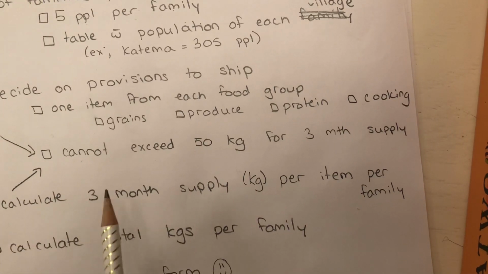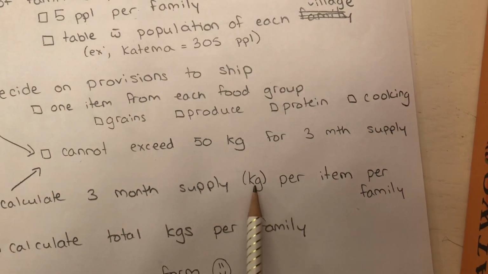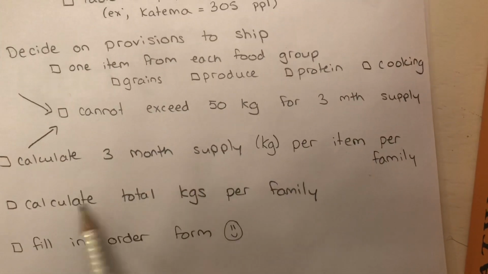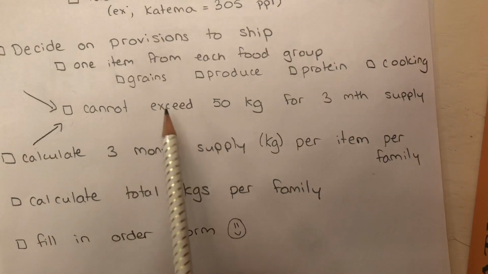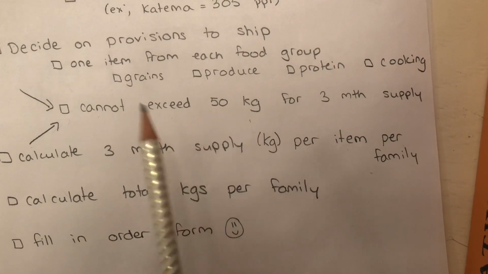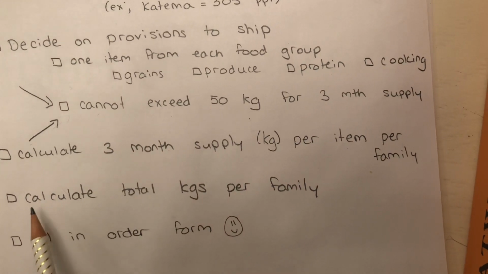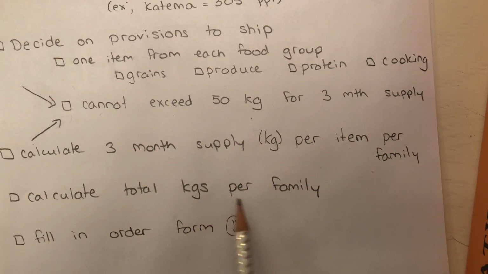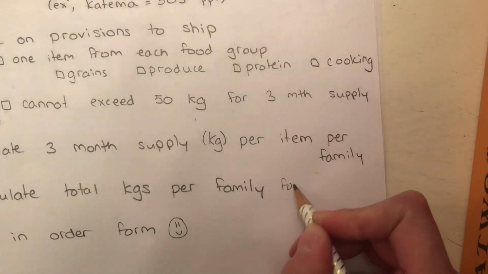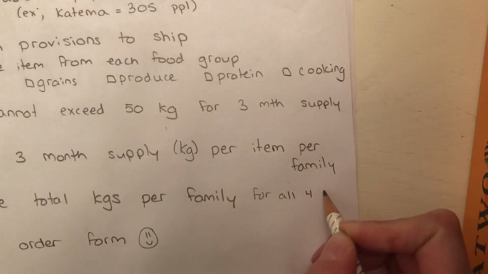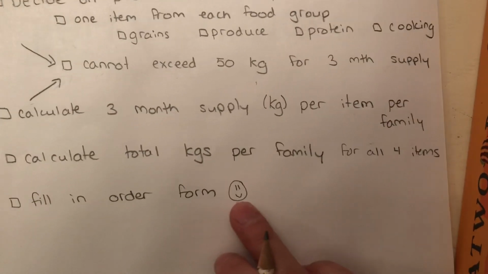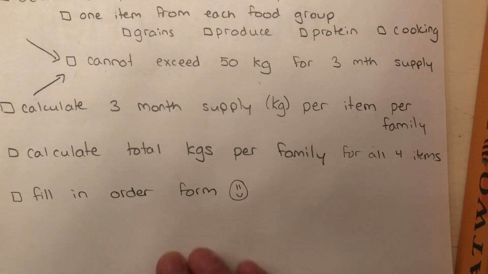Then I'm going to calculate a 3-month supply, the total kilograms per item per family. I put an arrow because, again, I want to remember that it can't exceed 50 kilograms. If it does, I've got to change my picks. Then I have to calculate the total kilograms per family for all the items. I'll even write that for all 4 items. And then I have to fill in the order form. I put a little smiley because that's easy. I just put in the information in the end.